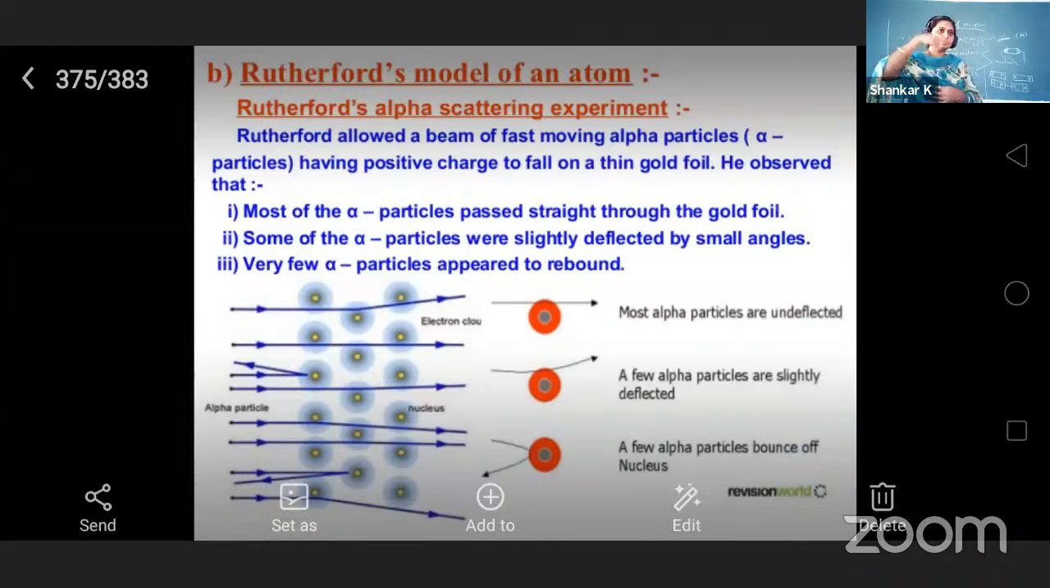Rebound means the light went and came back. This we call rebound. Some of the alpha particles were reflected by small angles, and most of the alpha particles pass straight through the gold foil.